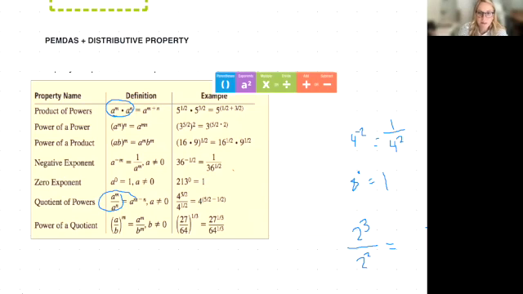So again, I'm taking my base, which is 2, the top exponent minus the bottom exponent. So 3 minus 2 is 1, right? So then in your final answer, you keep your base and your exponent just becomes what you solved. So 2 to the power of 1.